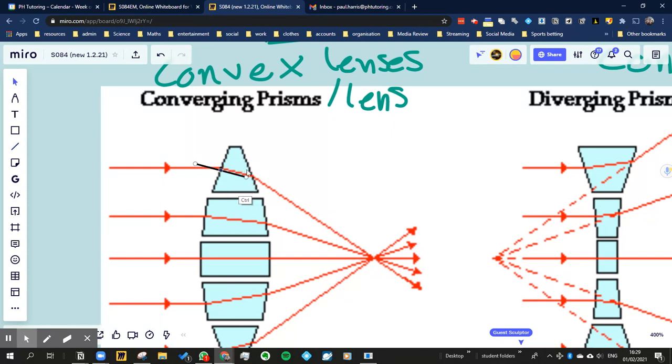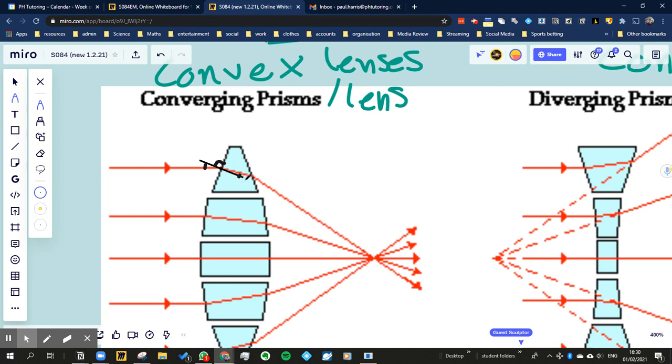Just going to set that up a bit better. That's a bit fiddly. Well, that'll have to do. So you can see that's the right angle there, that angle there is the angle of incidence, and this angle here is the angle of refraction. As the ray of light has gone into the prism, it's gone towards the normal, right? Can you see that?